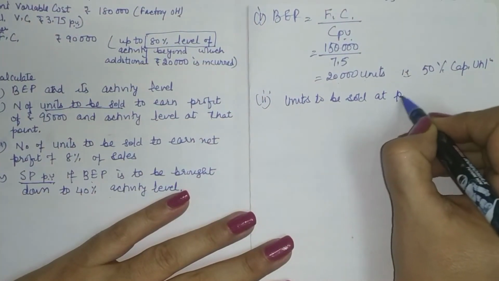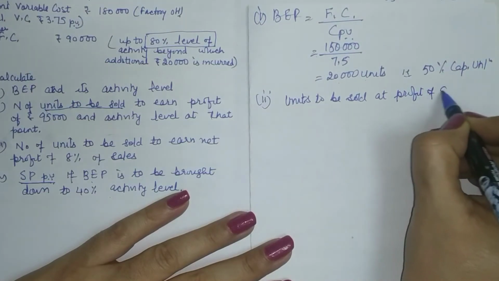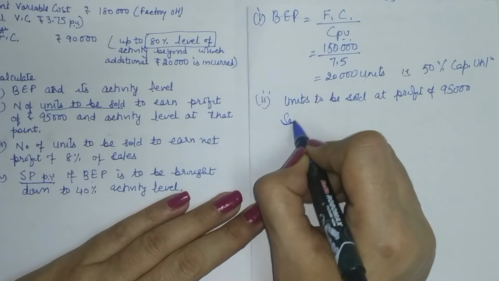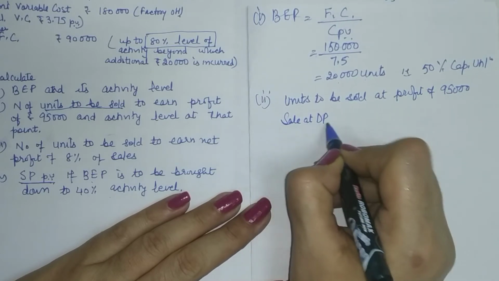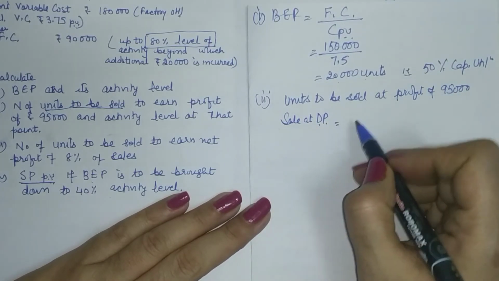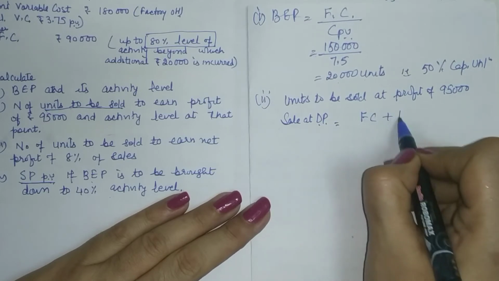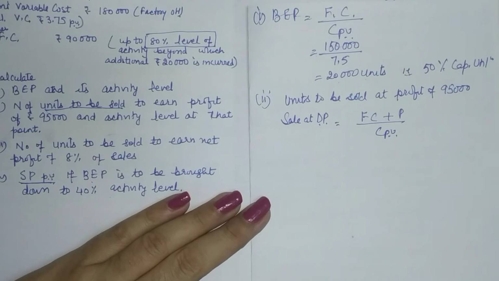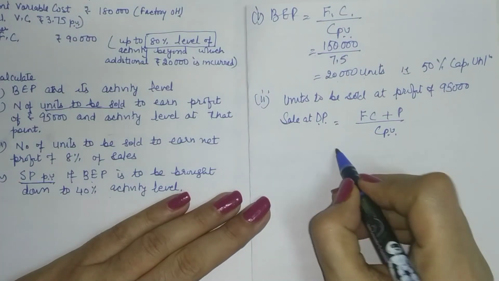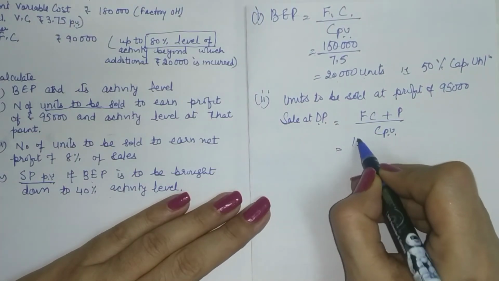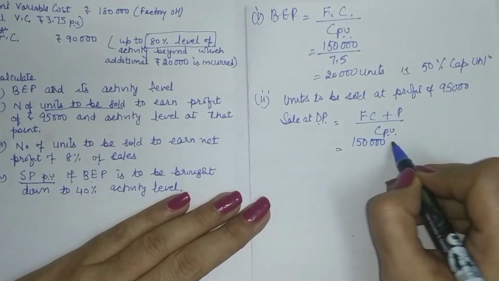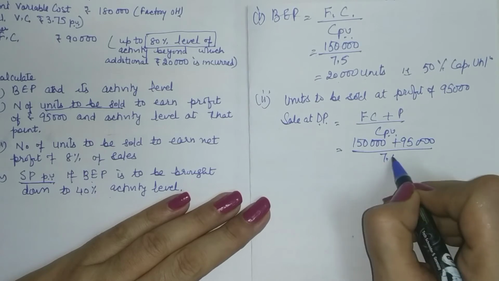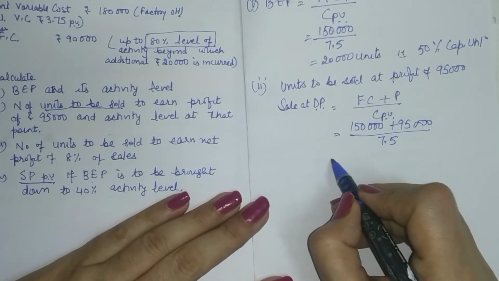at profit of 95,000. So this is desired profit. Now we know that sale at desired profit is equal to fixed cost plus profit upon contribution per unit. This is the formula that you have studied, isn't it? Now, what is your fixed cost? We know that our first level is 1,50,000, our profit is 95,000. So basically trial and error. We'll have to see what is the scenario coming here.